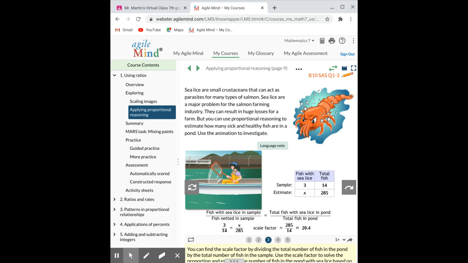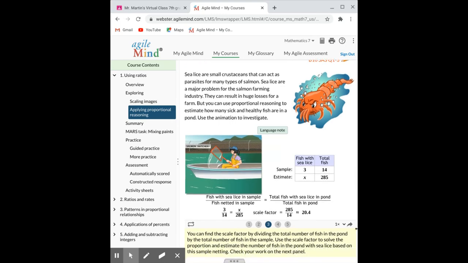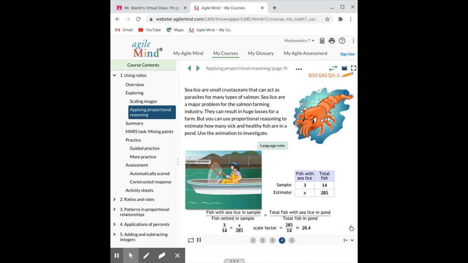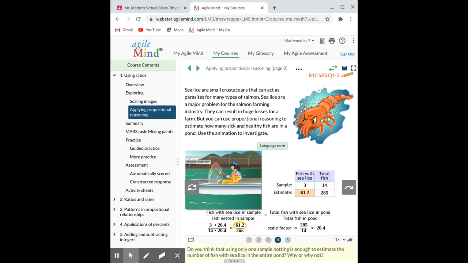So what do we need to do with the scale factor to determine what X is? Multiply it by 3. That's right. We're going to multiply it by 3. That's 100% correct. All right, so we're taking 20.4 and we're going to multiply it by 3, and that's going to tell us about how many fish have sea lice. About how many have them? 61.2. Yes, 61.2, that is correct. Good job. So, does everybody in here see how they were able to find that?